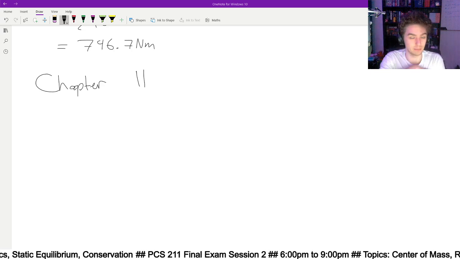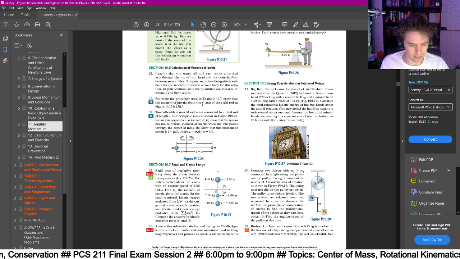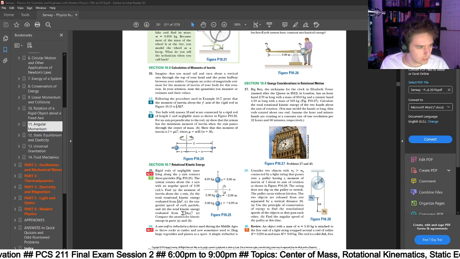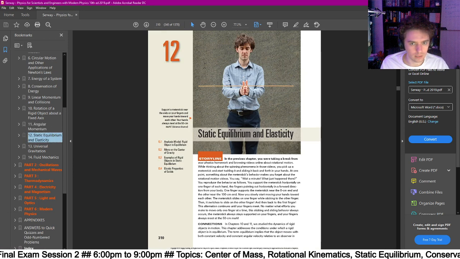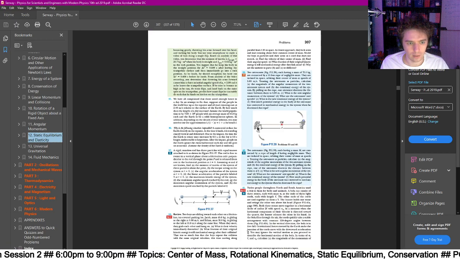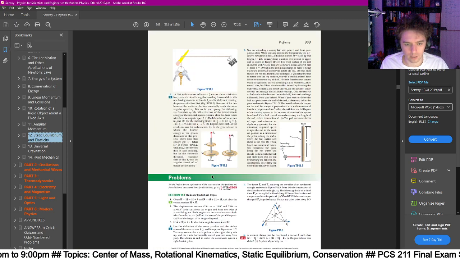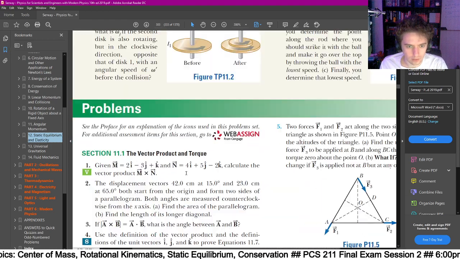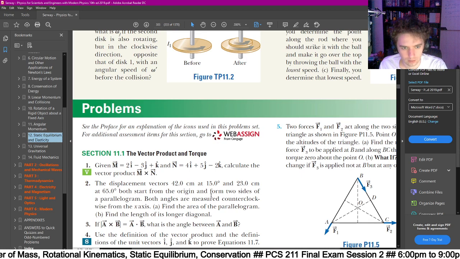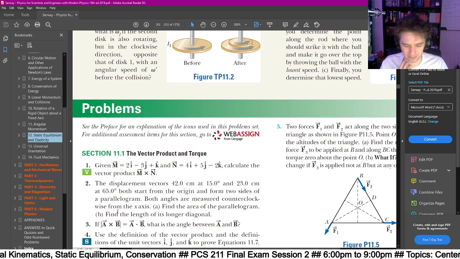And we're good, but not chapter 7, chapter 11. So angular momentum is here, and we start with question 1 from angular momentum. And it's just a cross product, so we could do that, sure. Question 1 is just calculate the cross product between these two vectors. So we can do that.